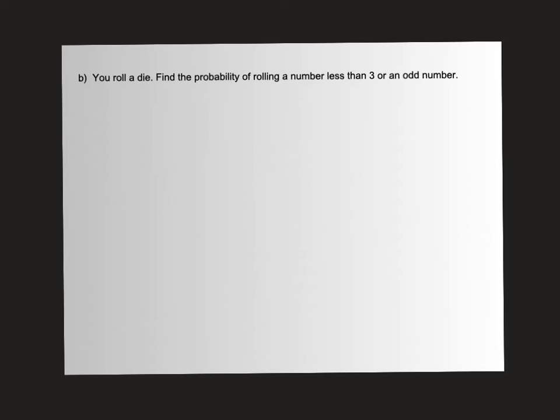All right, you roll a die, find the probability of rolling a number less than 3 or an odd number. We're just going to assume it's a 6-sided die. The numbers less than 3 are 1 and 2. The numbers that are odd are 1, 3, and 5.